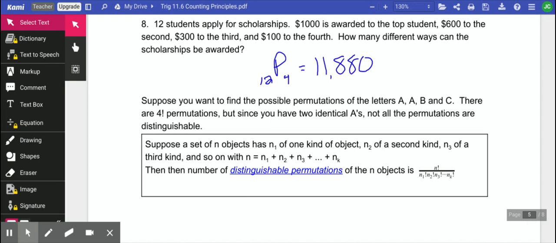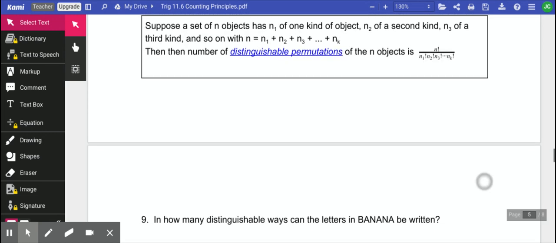So if you have n objects, n1 of one kind, n2 of a second kind, n3 of a third kind, and so on, the number of distinguishable permutations is still n factorial, but then we divide it by each of the breakdowns. And we do this when we have elements that are identical.